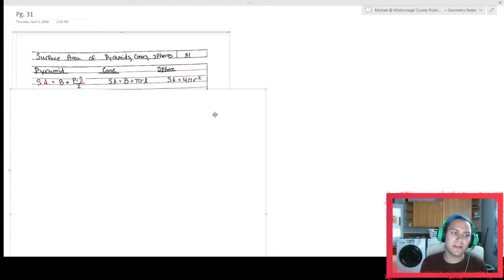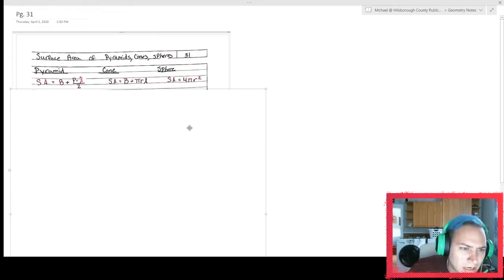Remember, big B means area of the base, plus P times this little cursive L, divided by 2. I know it looks like a little ribbon, but it's a cursive L. We'll get to that in a second. A cone is similar, big B, but you're going to add pi r cursive L, pi rL. And then surface area of a sphere, totally off on its own, but it's not hard. 4 pi r squared. You take pi r squared, which is the area of the circle, and multiply by 4. 4 pi r squared. Done.